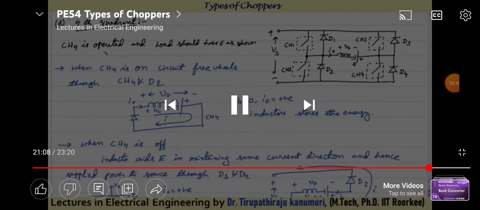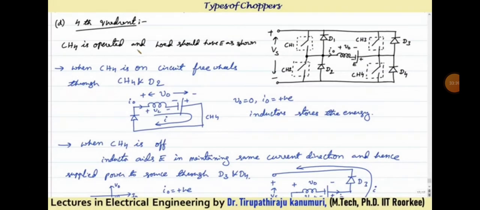CH4 is operated, and second, the direction of the EMF source will be opposite to the case of the type B chopper. For type B chopper, E is like this, so this side is plus and this side is minus. In that mode, it will operate in the fourth quadrant. Let us see how. When CH4 is on, this battery will start discharging through CH4. Through the diode D2, it will freewheel.